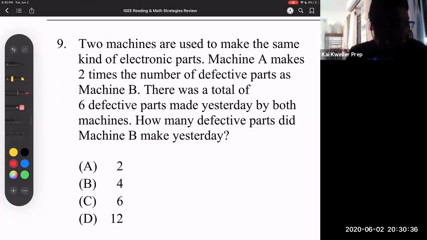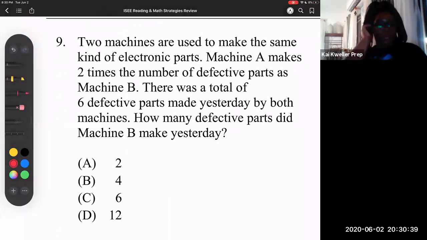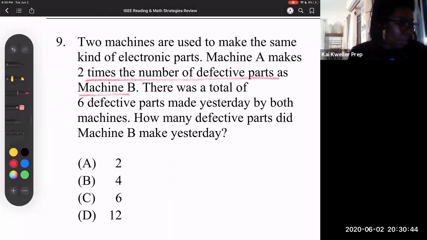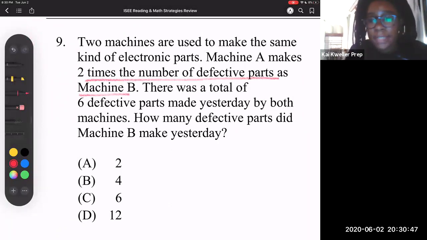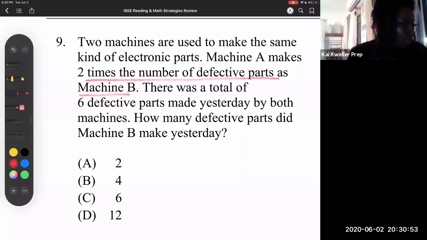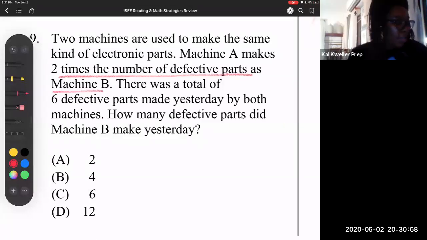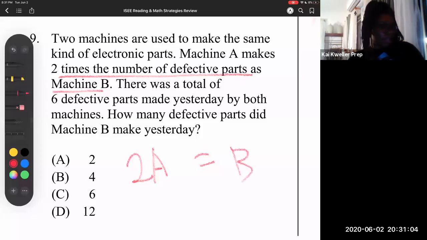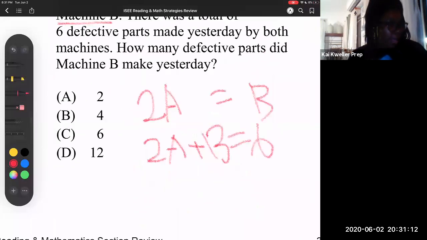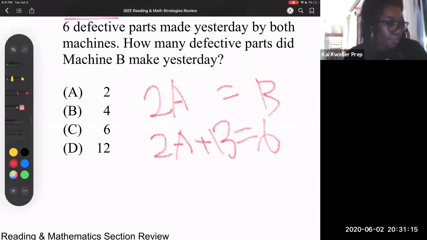Two machines are used to make the same kind of electronic parts. Machine A makes 2 times the number of defective parts as machine B. That right there, 2 times as much, should have been a signal that you need to write it out as an equation. So machine A gets 2 times the amount of B. So that means that 2A equals B. Now there were 6 parts made yesterday by both machines. So you have 2A plus B equals 6. How many parts did machine B make yesterday?